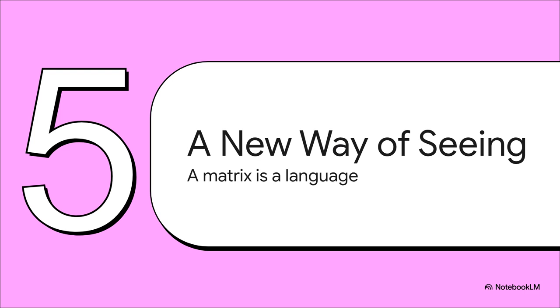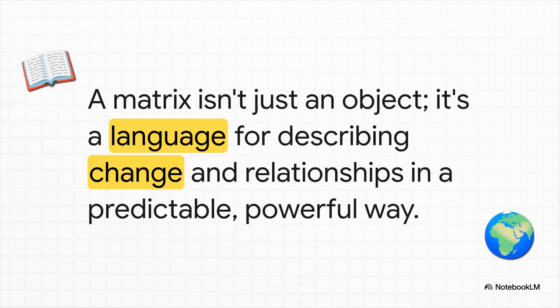Okay, so let's pull everything together for one final thought. We started with what seemed like a really simple, almost boring box of numbers. But where we've ended up is, well, it's way more profound. A matrix isn't just an object. It's a language. It's a way to describe relationships, and most importantly, a way to describe change itself.